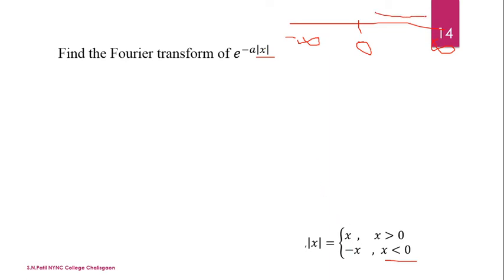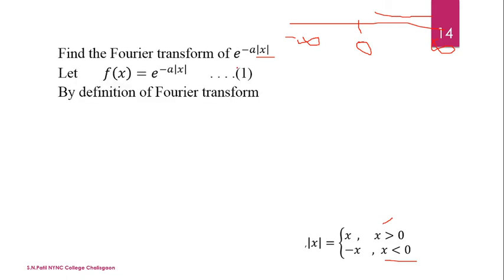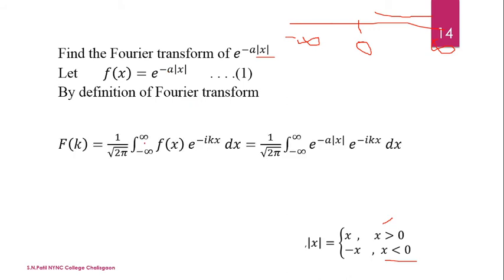When it lies between 0 to infinity, then the value of |x| is plus x. Okay. Now see, f of x is equal to e raised to minus a mod of x. By definition, the Fourier transform runs from minus infinity to plus infinity, so substitute the value of the exponential function. Now we discussed already the value of the mod x.